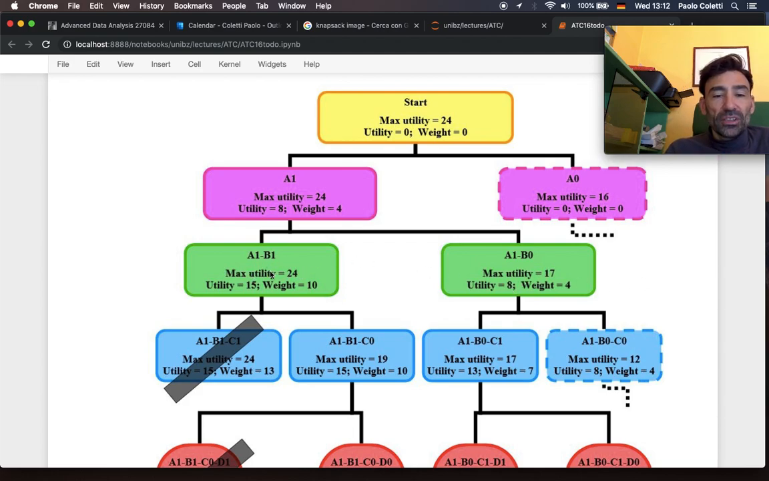The maximum utility here is still 24 because you have decided to take the second item. Here you have decided to leave the second item out, the blanket. So utility drops because in this branch you will never include the blanket anymore. So maximum utility is 17. Now you have 3 branches open. Don't forget this one, this one is still open. 3 branches open. You have this one, and this one.